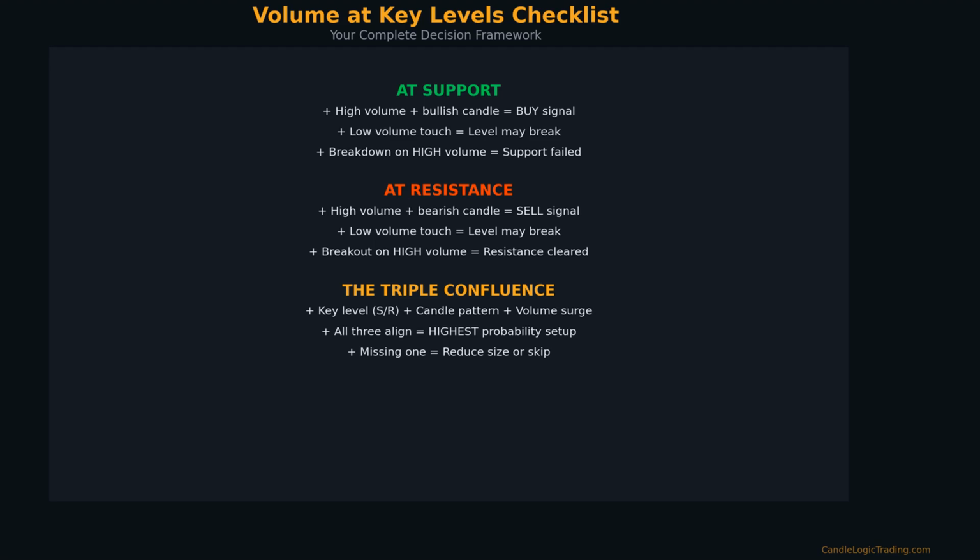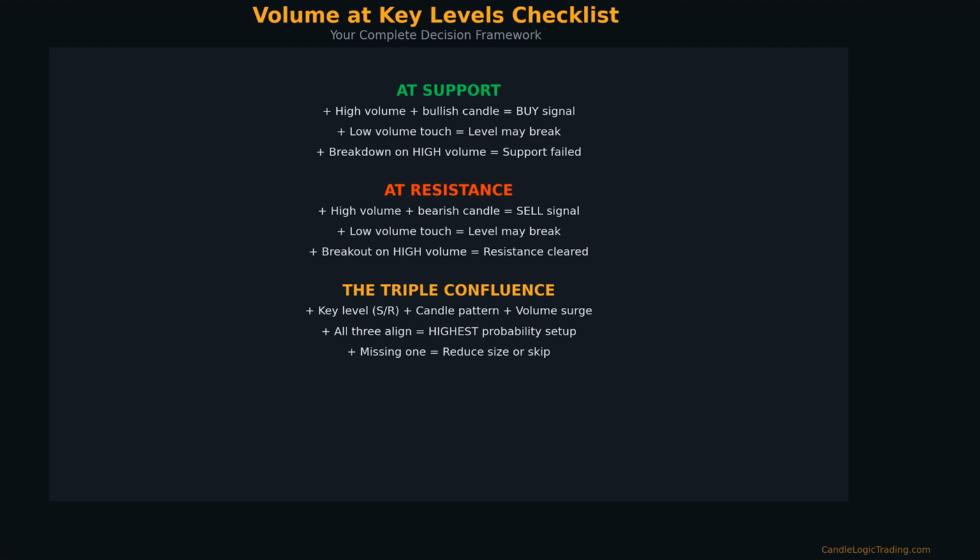In Lesson 13, you learned to judge trend health using volume. You can tell whether a trend is real and likely to continue, or quietly dying from the inside. In Lesson 14, you learned to read the smart money's footprints through accumulation and distribution. You can see institutional positioning before the crowd catches on. And in this lesson, Lesson 15, you learn to apply all of that at the most critical locations on the chart, the key support and resistance levels, using the Triple Confluence framework. Volume plus candle plus level.